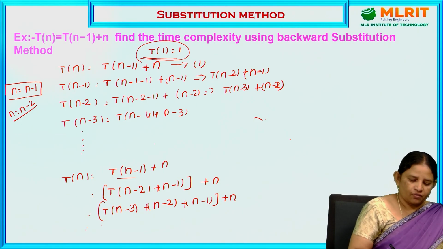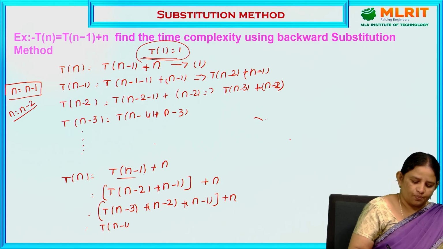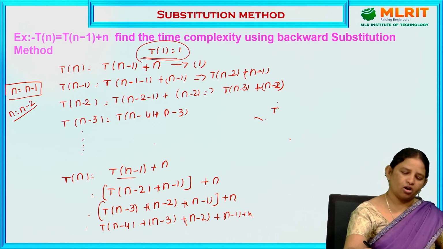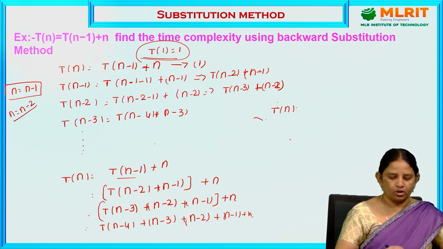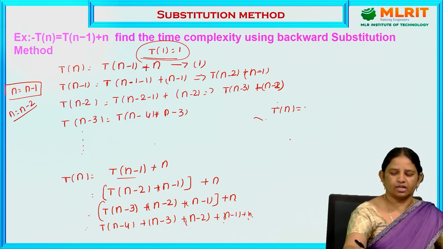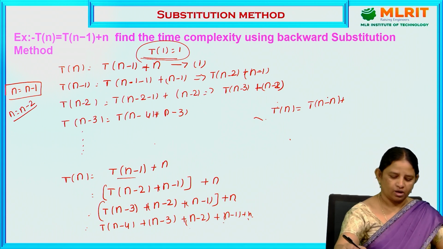So we know what is t of n minus 3, t of n minus 4 plus t of n minus 3 plus n minus 2 plus n minus 1 plus n. So this process is repeated for t of n minus k, where the k value is 1, 2, 3, 4. First term is k, that is the nth term, n minus 1, n minus 2, n minus 3, n minus 4, that is repeated for t of n minus n. So that is repeated for k equal to 1, 2, 3, 4, n minus 3.